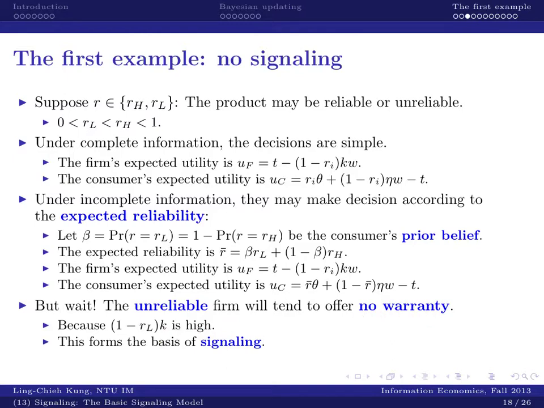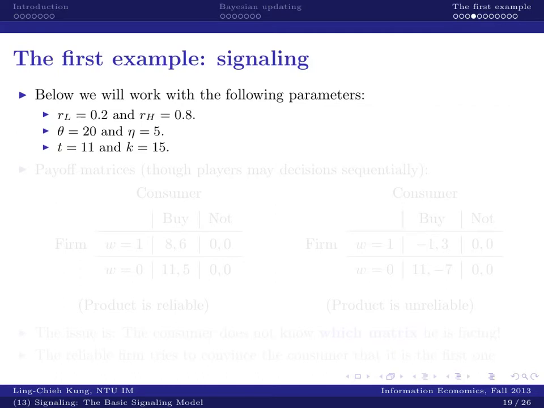In that case, the consumer will be able to find the type of the manufacturer by observing the warranty policy. This is the basis of signaling: different types of manufacturers have different preferences, and these may be translated into different actions. But here, we're going to work on a numerical example, so we will assume these particular parameters.